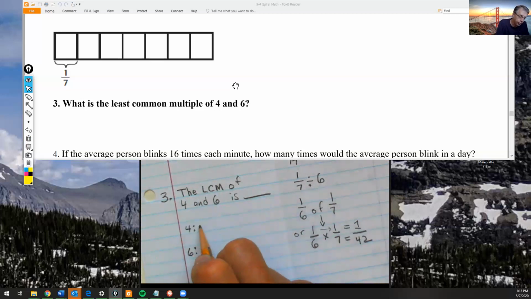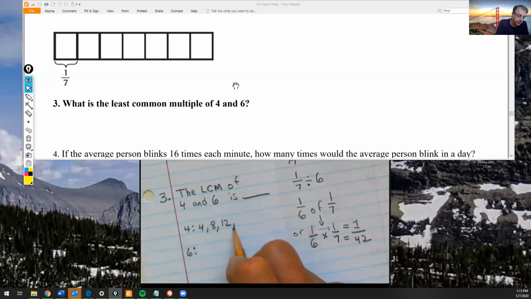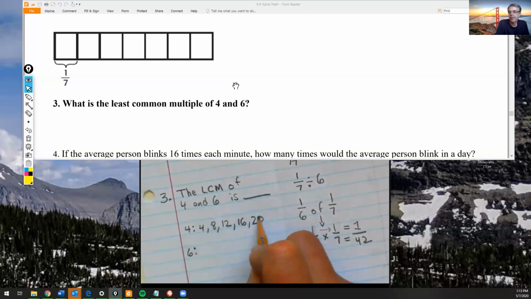4 times 1 is 4. 4 times 2 is 8. 4 times 3 is 12. 4 times 4 is 16. And 4 times 5 is 20. Usually I'll find the least common multiple within the first 5 multiples. So we'll see if that's the case here.